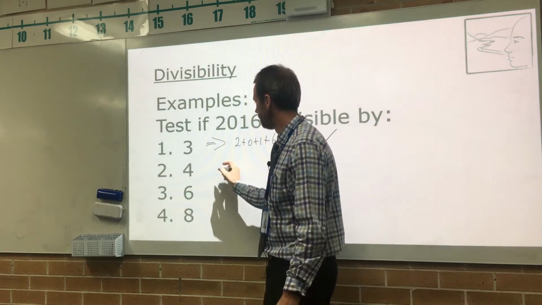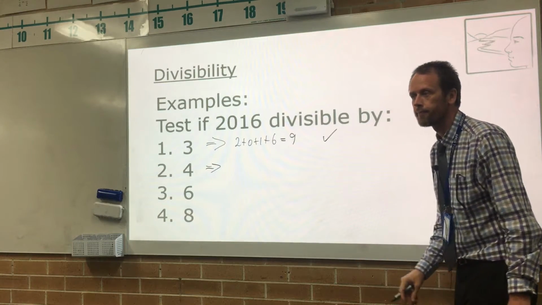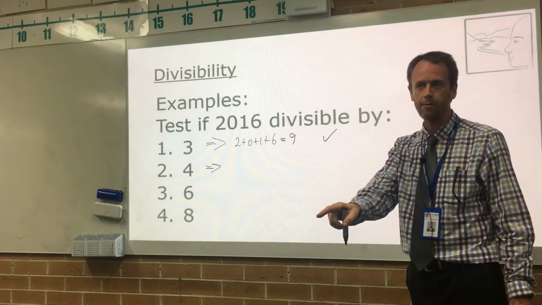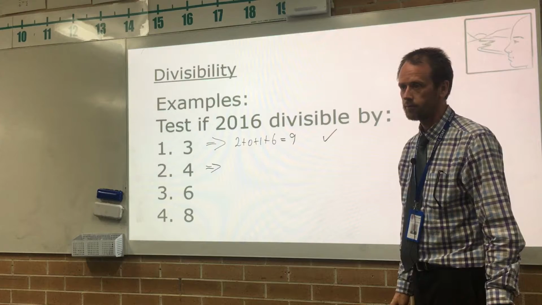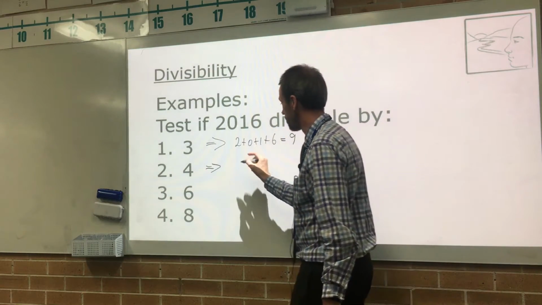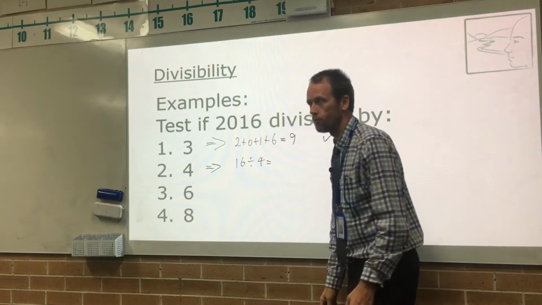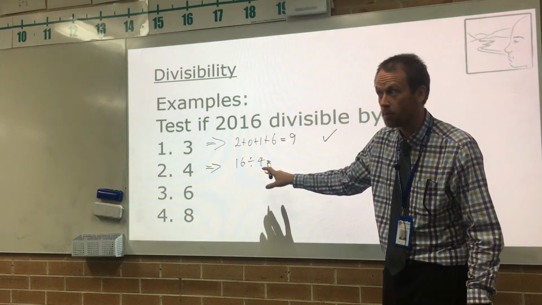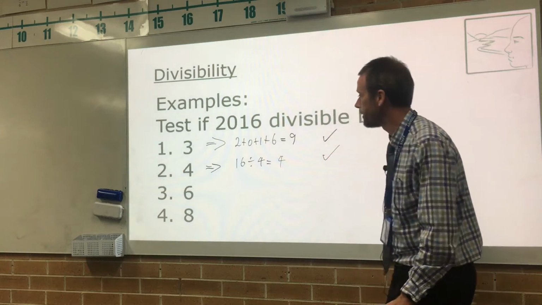What about 4? Look again. What's our test for 4? You just need to read it off that table for me. Yep. The last 2 digits form a number divisible by 4. Okay, so we just take the 16. And if the 16 is divisible by 4, then it's divisible by 4. Is 16 divisible by 4? Yes, because it equals 4. So that one does as well.